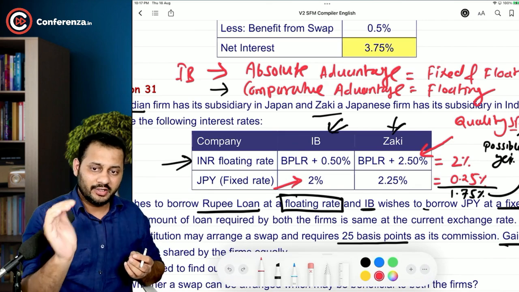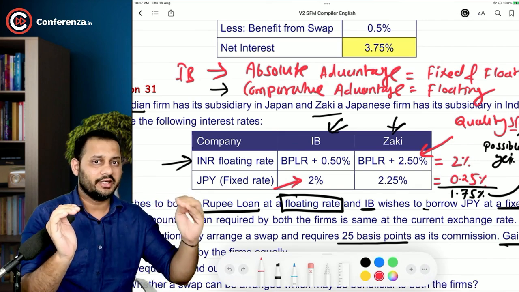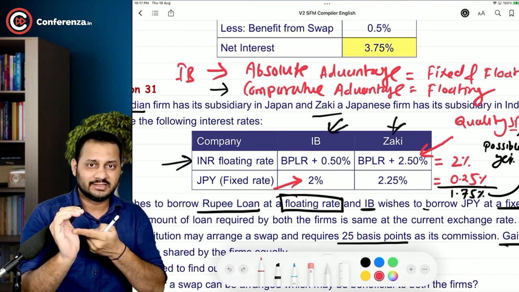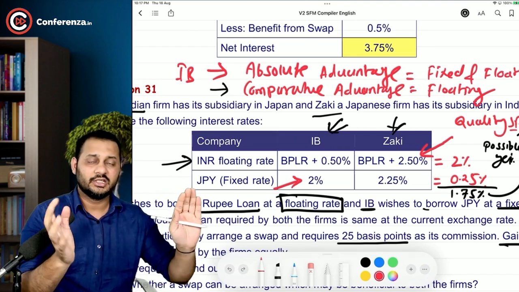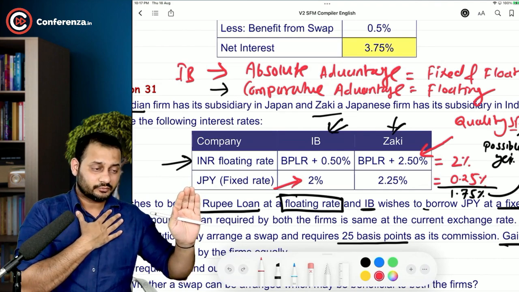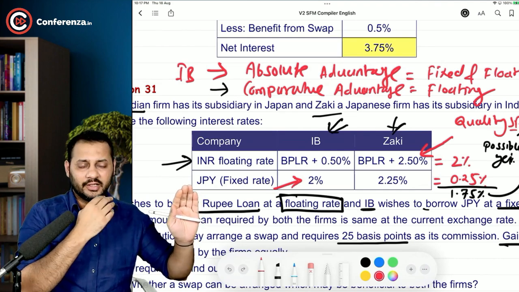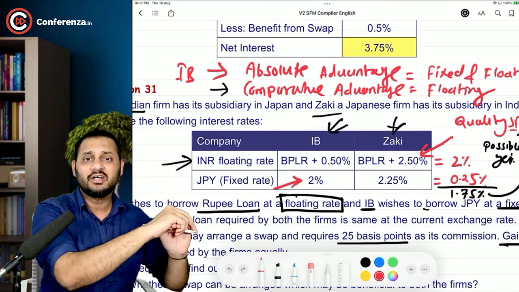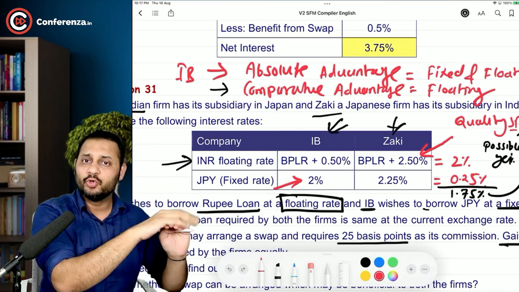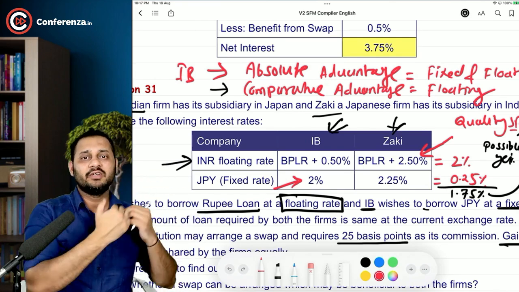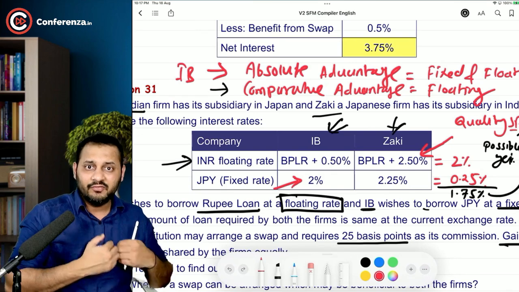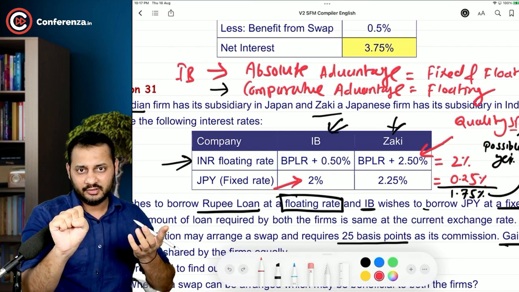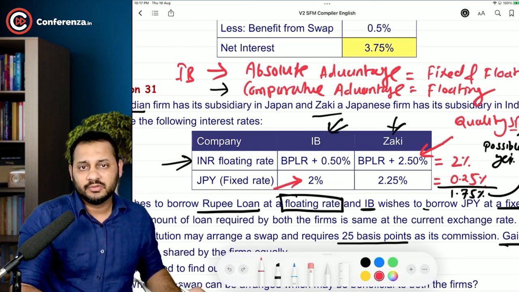So if you want this, but you have an advantage in this, how will the swap happen? I will tell you. Since you want this now, but you have an advantage in this, we will convince you to borrow the loan from the bank at which you have a comparative advantage. Since you don't want that loan, you can swap that with us. And we will give you something that you want, which is fixed. Right, that's when the swapping is possible.